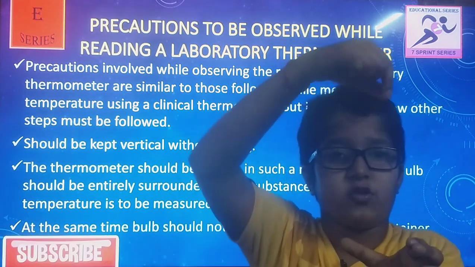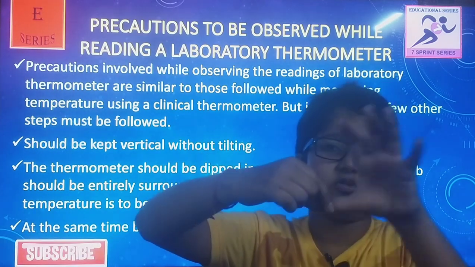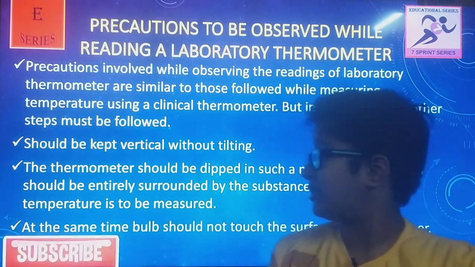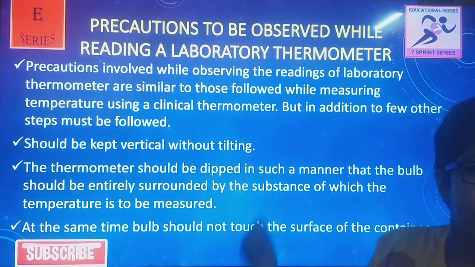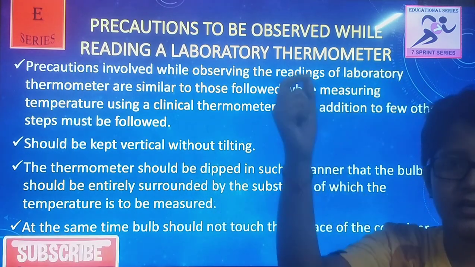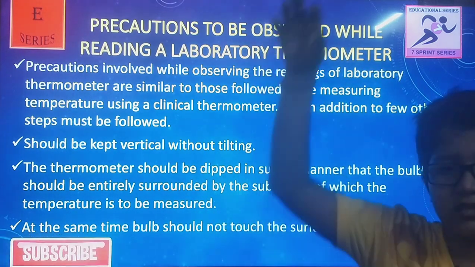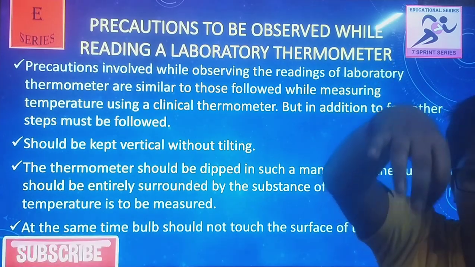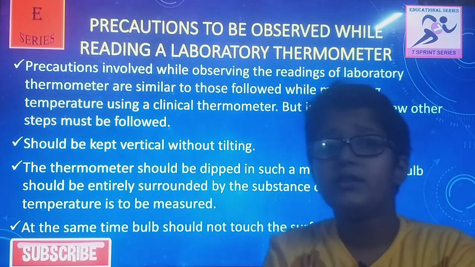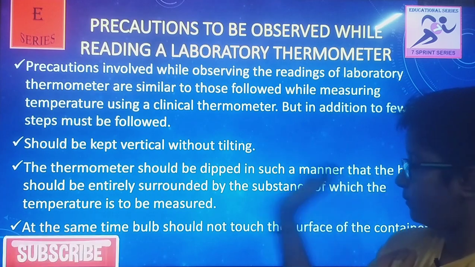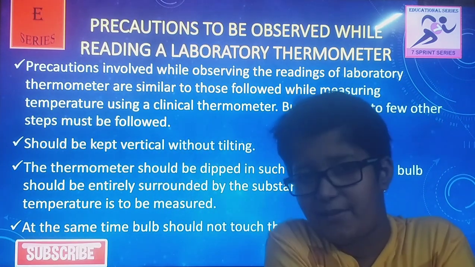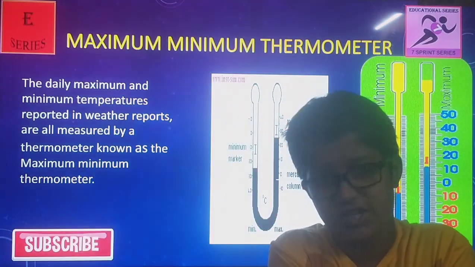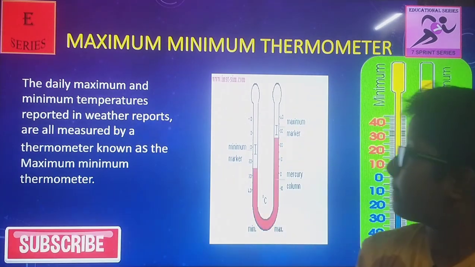Not only one piece of ice touching it, that will not do. It has to be surrounded by several ice cubes, and it should be kept vertical. We should not tilt it, and you should not give jerks. Just keep it vertical, dip it, check it, and then keep it aside. At the same time, as you know, the bulb should not be touched because it can change the temperature.